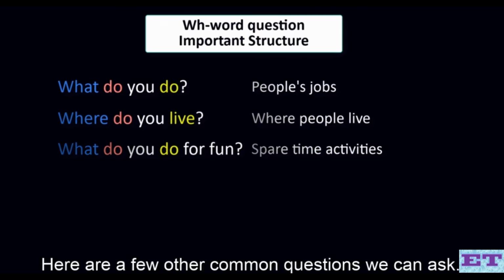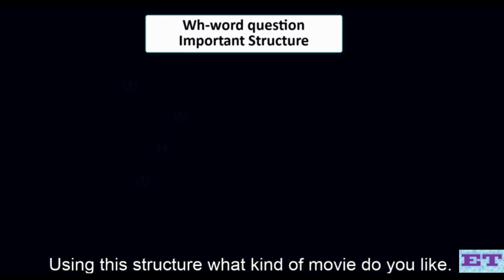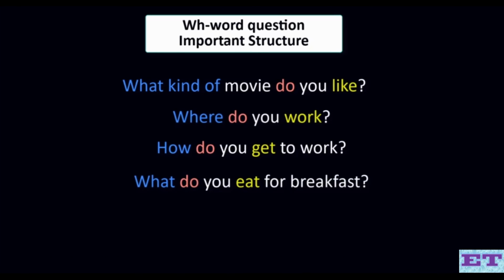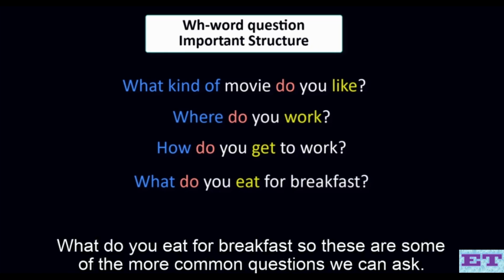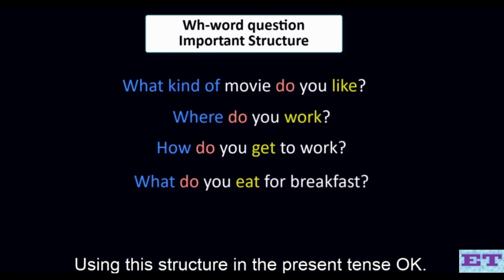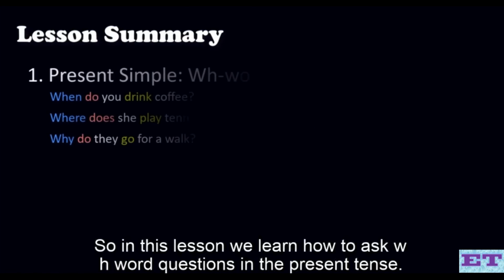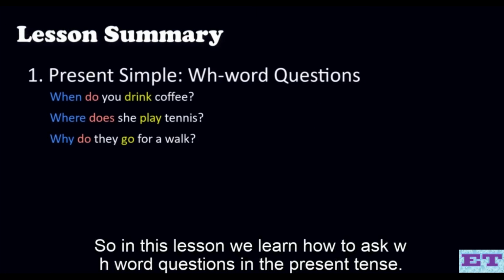Here are a few other common questions we can ask using this structure. What kind of movie do you like? Where do you work? How do you get to work? What do you eat for breakfast? So these are some of the more common questions we can ask using this structure in the present tense. Okay, so in this lesson we learn how to ask WH word questions in the present tense using the do verb.